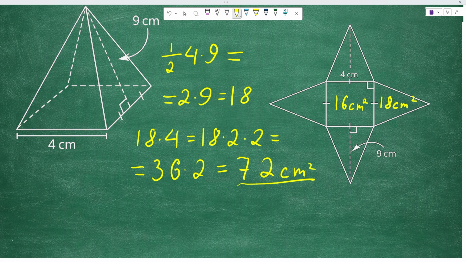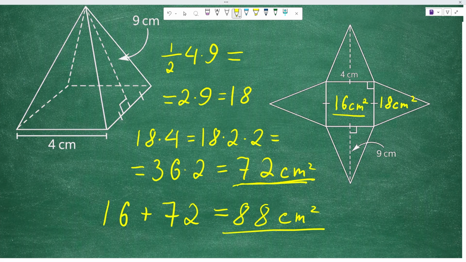We have the area of the square base, which is 16 square centimeters, and we have the total area of the 4 triangular sides, which is 72. To find the total surface area of the whole pyramid, we just add them together. 16 plus 72 equals 88. Since we are talking about area, our final units are centimeters squared. So our final answer is 88 square centimeters.